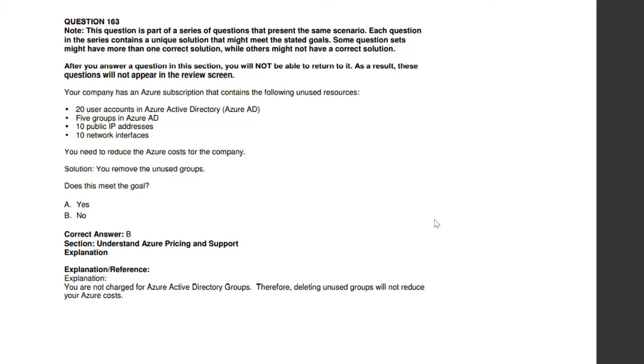Your company needs to reduce the Azure cost for the company. You remove the unused resource group. You know that removing an unused resource group does not help, so the answer over here is B. You can only save costs by removing the unused IP address.